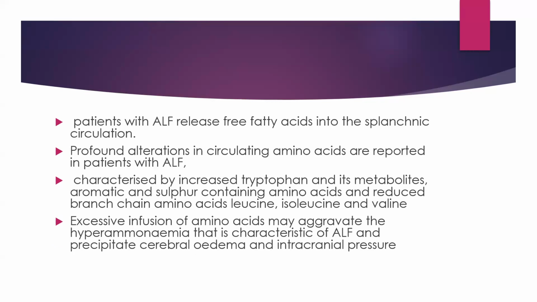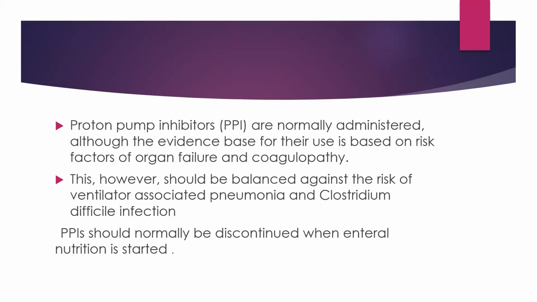Patients with ALF will release free fatty acid into the splanchnic circulation. There will be a profound alteration in circulating amino acids, which is characterized by increased tryptophan and its metabolite, aromatic and sulfur-containing amino acids, and reduced branched-chain amino acids: leucine, isoleucine, and valine. So excessive infusion of amino acids may aggravate the hyperammonemia that is characteristic of ALF and precipitate cerebral edema and raised intracranial pressure.